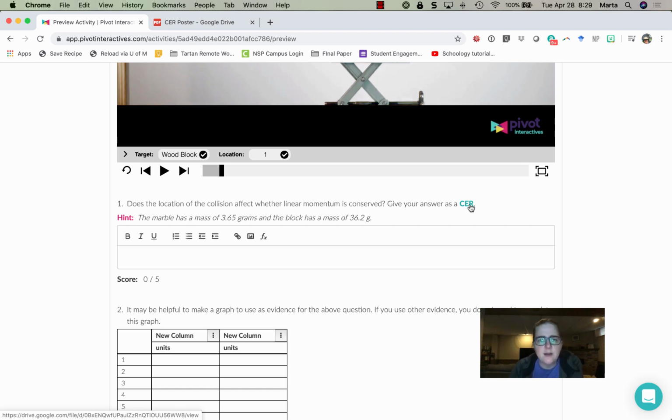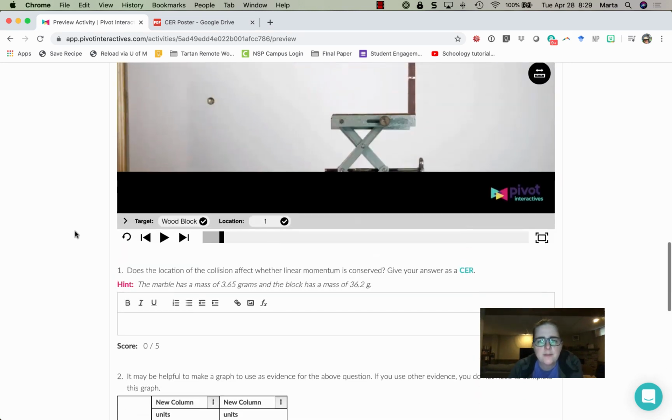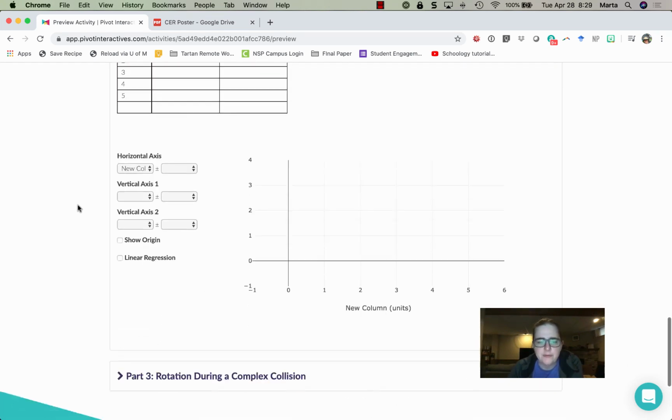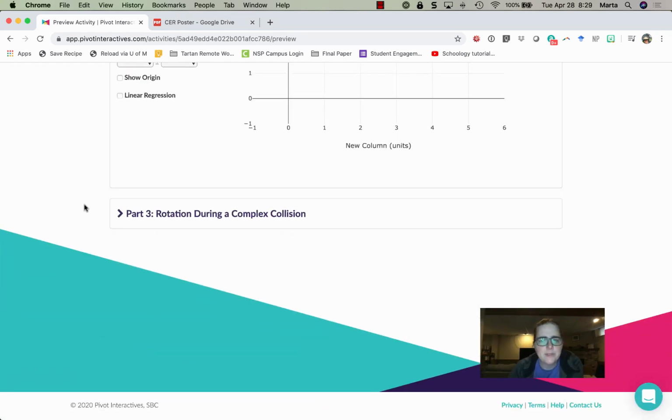And then the reasoning, the R, is where you put into words what your evidence says and how that fits with your claim. So you're going to use that to justify your answer for whether where this marble hits the block affects whether the linear momentum is conserved. So going back to that idea of momentum that we used earlier this year.